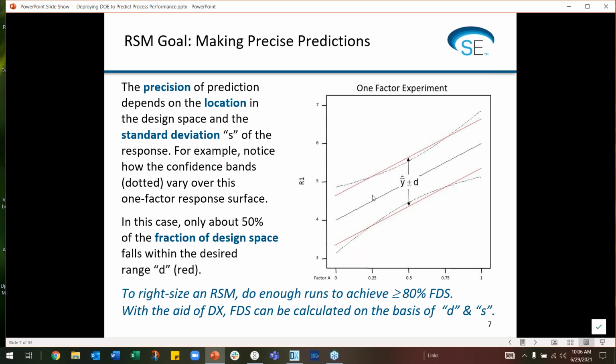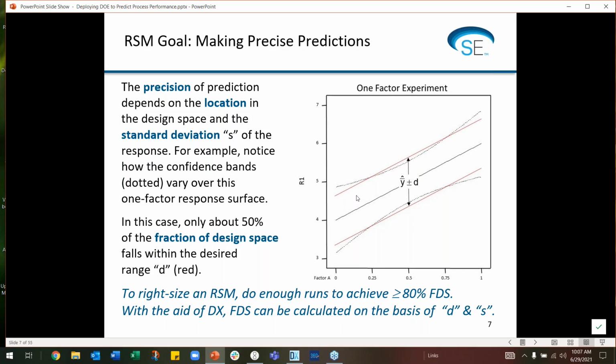So if we keep this simple and just picture a linear effect, we would fit a straight line, fit the linear effect, and the dotted lines here are the confidence band, the confidence interval for our predictions. Note that these confidence intervals change depending on where we are along the level of factor A. So if we are predicting in the middle of factor A, then the confidence bands, the dotted lines, are closer together. And as we go out to the edges of factor A, the dotted lines get farther apart.